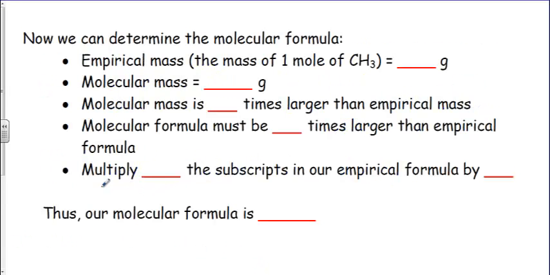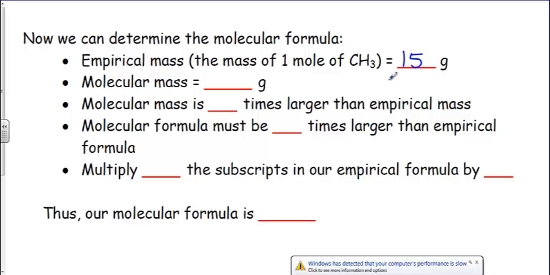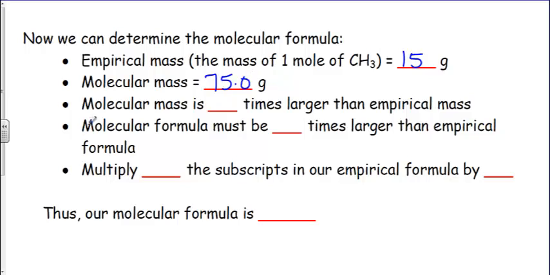Now we can determine the molecular formula. The empirical mass is equal to the mass of 1 mole of CH3, which calculates to 15 grams. Carbon is 12 and hydrogen is about 1, so we're going to round it and say a nice whole number of 15 grams. The molecular mass, they told us, was 75 grams. If we do 75 divided by 15, it gives us 5. That tells us that the molecular mass is 5 times larger than the empirical mass.